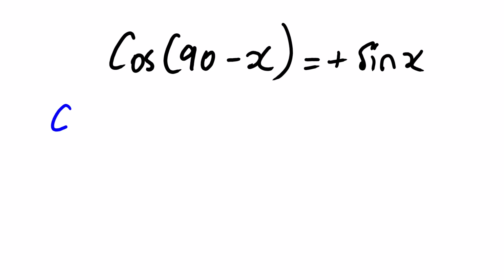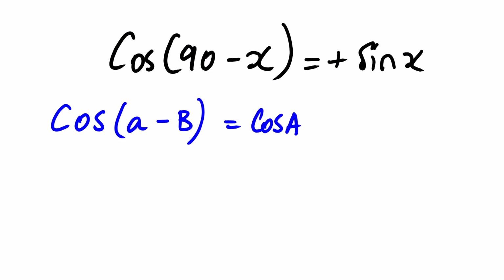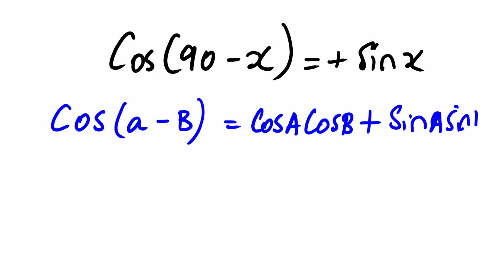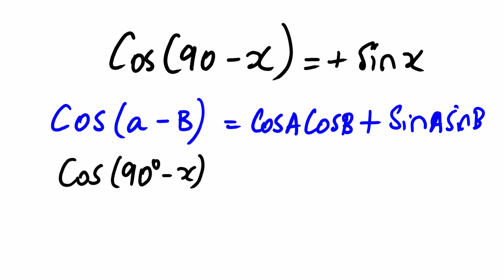Now we know that for cos a minus b, this is the same as cos a cos b plus sine a sine b. Using this, we can prove that this is equal to this.